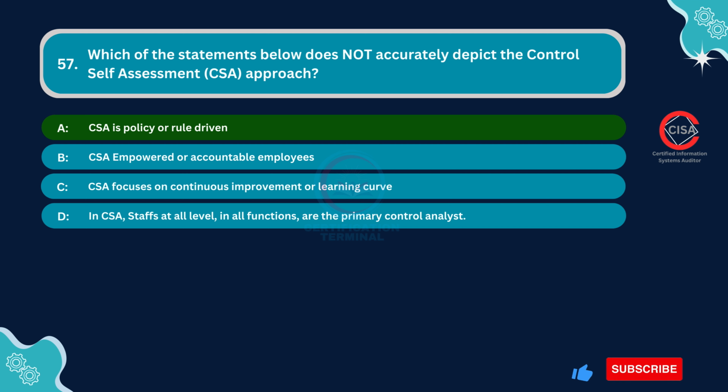Control self-assessment is a risk-based approach that empowers employees to assess the effectiveness of controls within their domain. It emphasizes continuous improvement and leverages the diverse perspectives of staff across all levels and functions, making it a valuable tool for organizations to enhance their risk management posture.